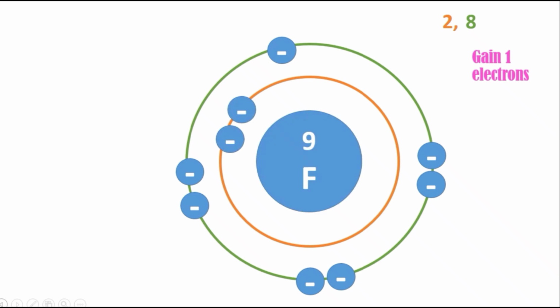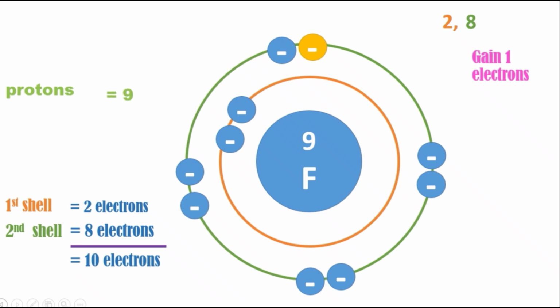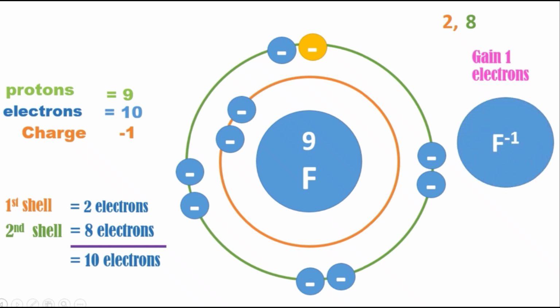The first shell is equal to 2 electrons. Second shell is equal to 8 electrons. A total of 10 electrons. At this state, fluorine has a number of protons of 9, electron is equal to 10, and a charge of -1. And now, fluorine has a charge of -1. -1 refers to the excess 1 electron. Now, fluorine is no longer a neutral atom, but a charged ion with a charge of -1.